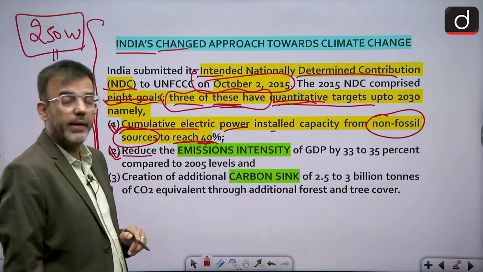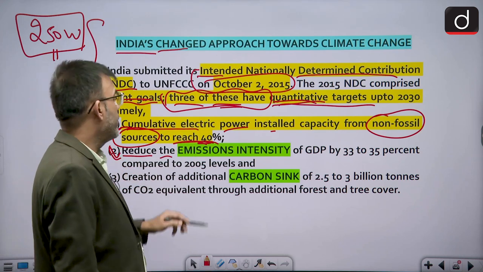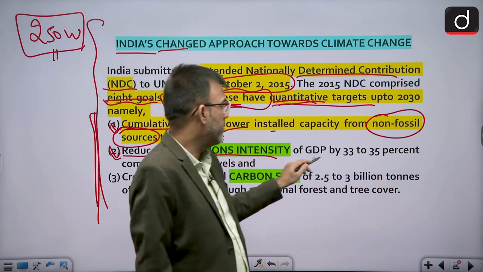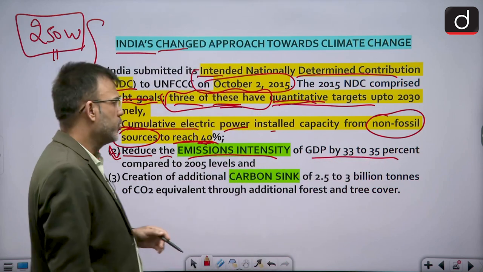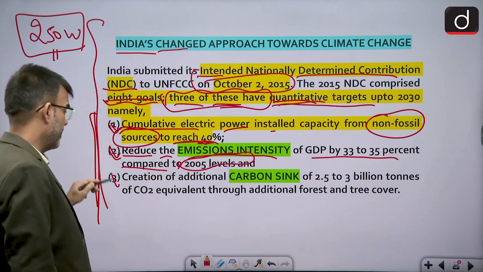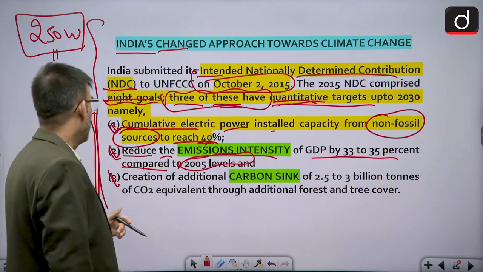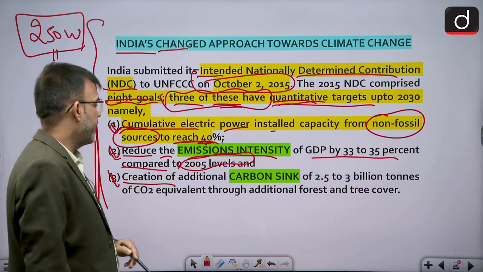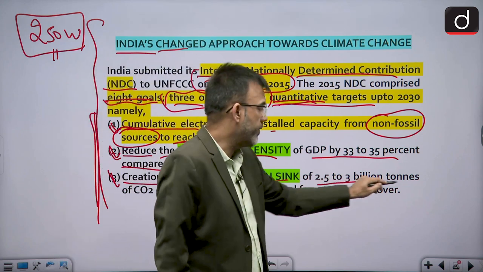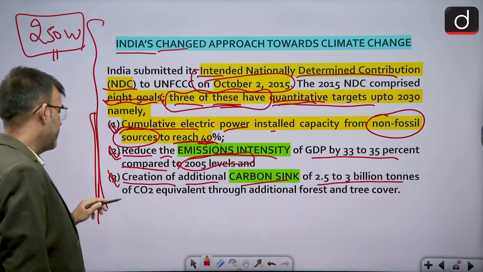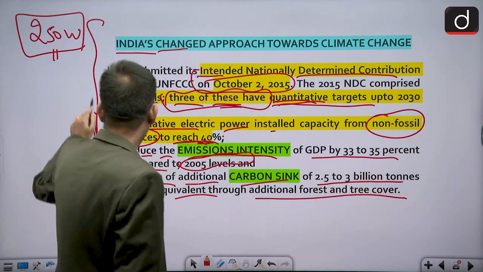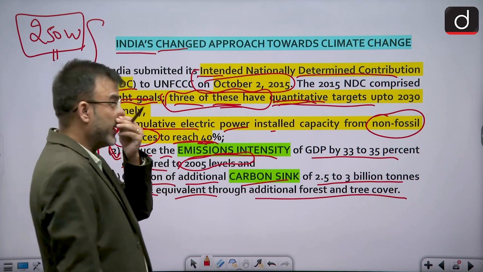That's a big, big challenge which India undertook. Second INDC which India announced, that we will reduce the emission intensity of our GDP by roughly 33 to 35%, compared to the 2005 levels. That's also considered a big gesture. And the third final target was creation of an additional carbon sink of 2.5 to 3 billion tons of CO2 equivalent through additional forest and tree cover. So, these were the 3 quantitative targets.